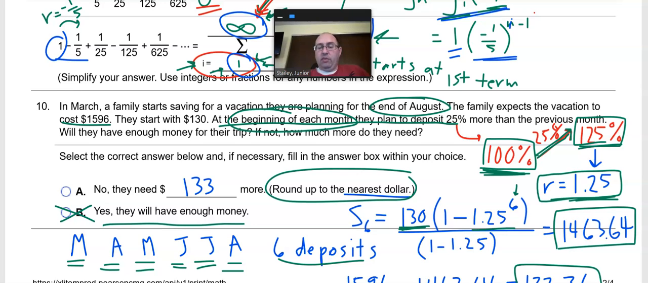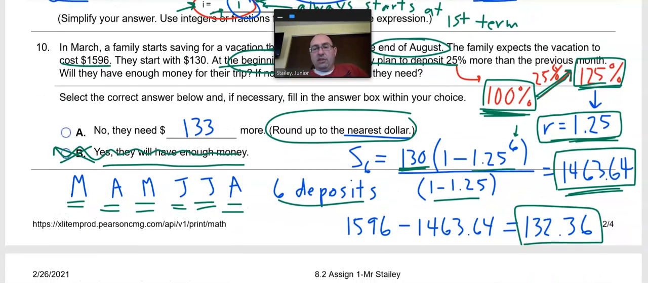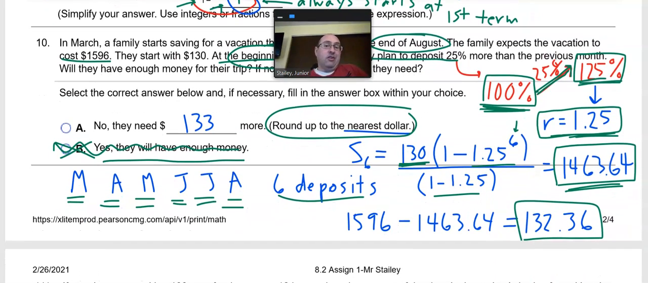And so we use the formula: $130 times (1 minus 1.25 to the 6th power) over (1 minus 1.25). Plug it all into the calculator, we get $1,463.64. Obviously, that is not enough money to go on this trip. So they're going to have to make some changes to the old formula. Either they start with more money in their first deposit or they raise their percentage higher than 25%.